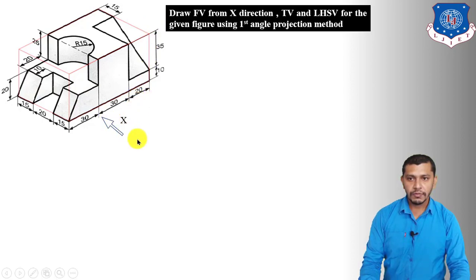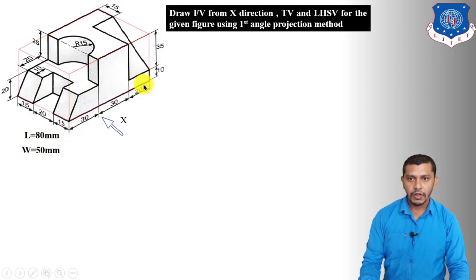Now we are observing the front view from the X direction. So the distance between this edge and this edge will give us the length of the cuboid, or the length of the object. It is 30 plus 30 plus 20. So the length of the cuboid is 80 mm, which will be the length of the object. Now this edge shows us the width of the object. That means the distance between this edge and this edge will give us the width of the cuboid. So it is 15 plus 20 plus 15. So the width of the cuboid is 50 mm.